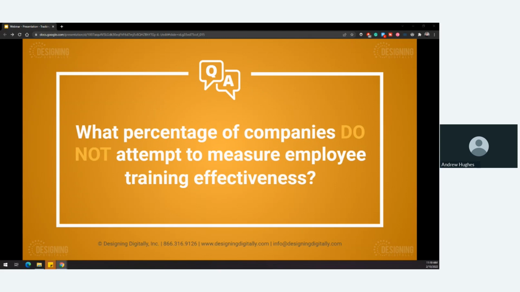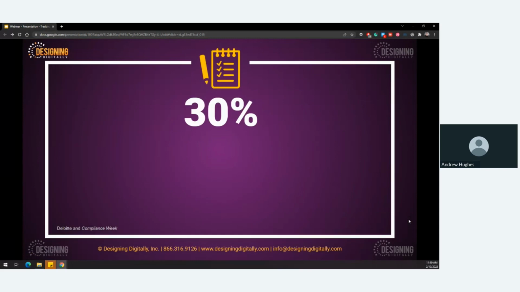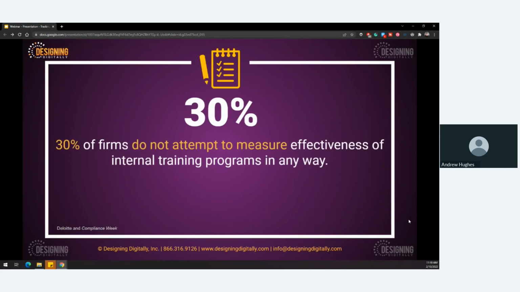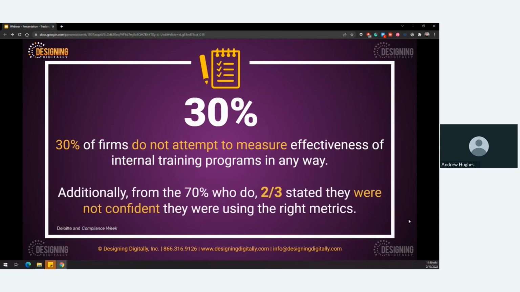Here are actually the results, you guys. It looks like you guys think 60%. We have over 37% in here that think 60% or more. Believe it or not, as of right now, we're looking at 30% of the firms do not even attempt to measure at all. But additionally, from that 70% who do, 2/3 state they were not confident in the data and information that they have, and they're not confident that they're actually tracking the right metrics that align to the business goals.